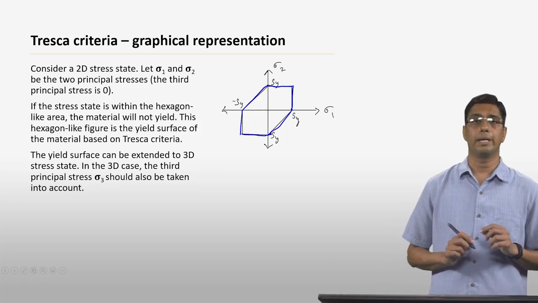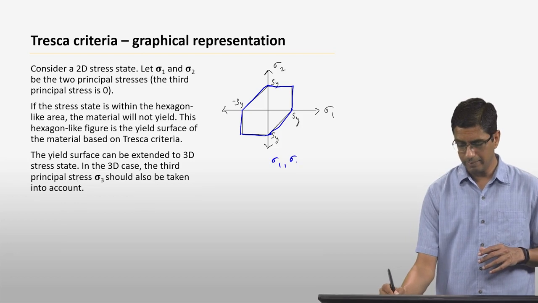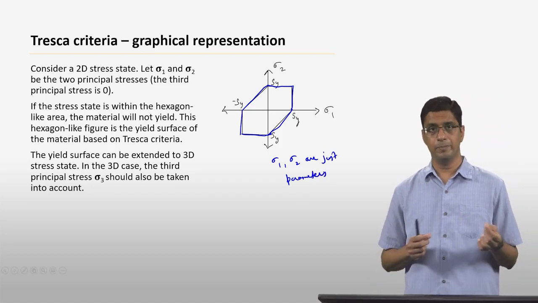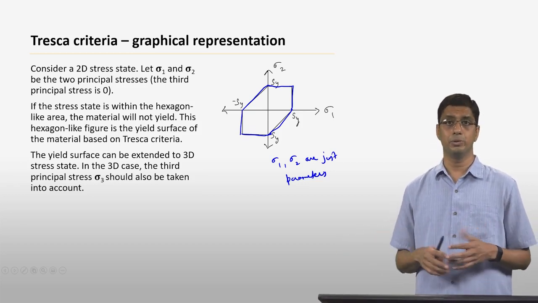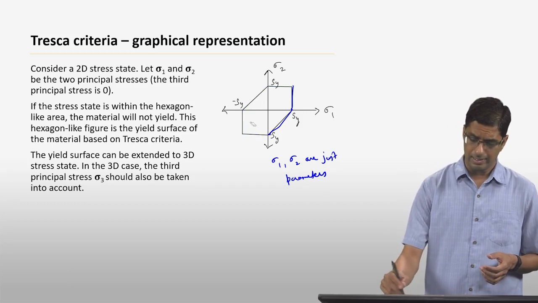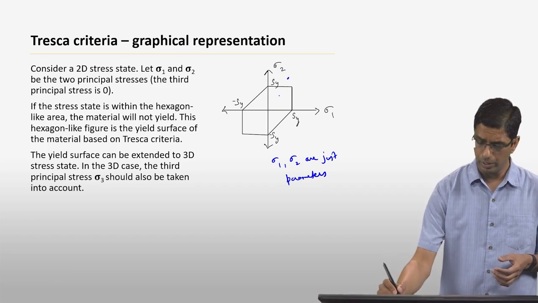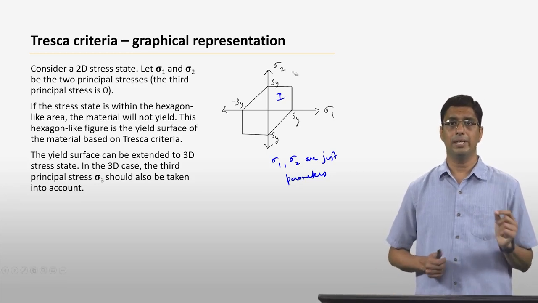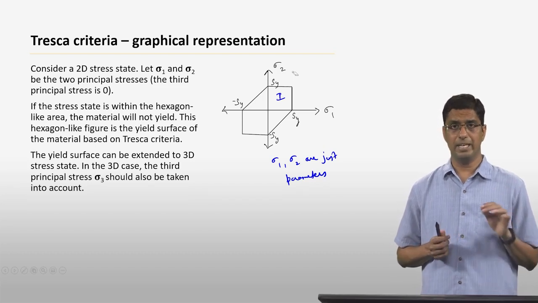And how do we get this hexagon shape? Again, in this case, sigma 1 and sigma 2 are just parameters. The two principal stresses are just parameters, and essentially we are trying to plot the failure envelope based on how sigma 1 and sigma 2 vary. Now, let's try to understand why we get this particular shape. Let's first look at region number 1 here. In region number 1, both sigma 1 and sigma 2 are greater than 0. And sigma 3, of course, is 0.